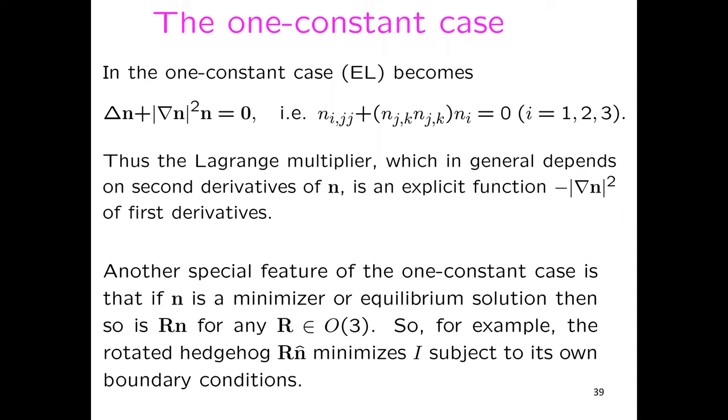Another special feature of the one constant case is that if n is a minimizer or an equilibrium solution, and you multiply it on the left by an orthogonal matrix, it remains a minimizer or equilibrium solution. So that means, for example, that the rotated hedgehog is not the same as the hedgehog. It's really different. And so this invariance tells you that the rotated hedgehog minimizes the integral in this one constant case, subject to its own boundary condition.